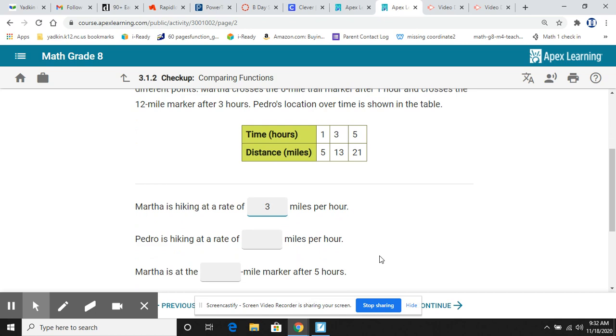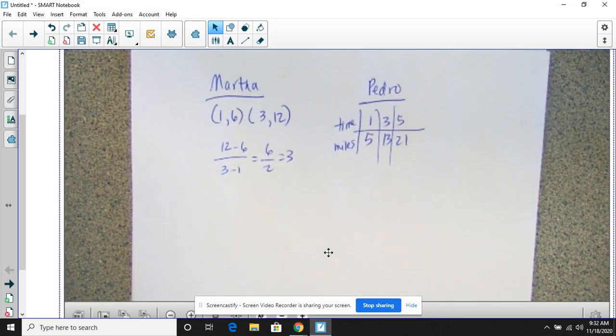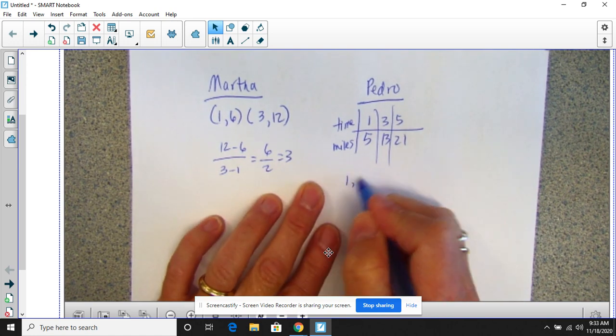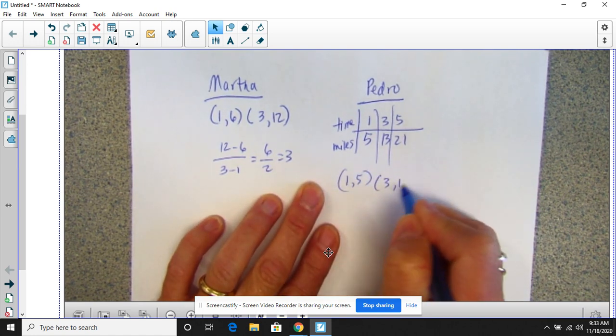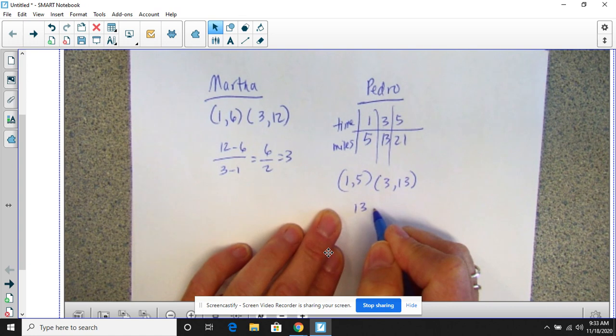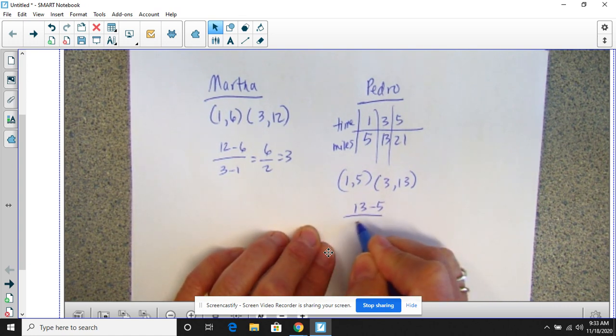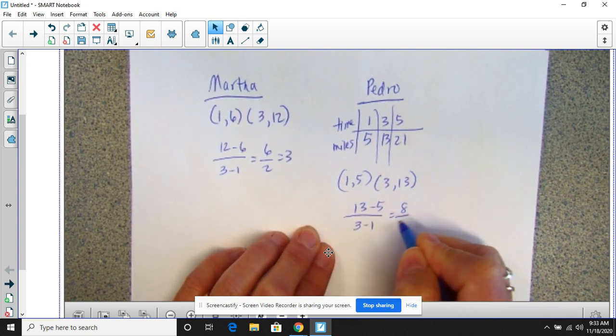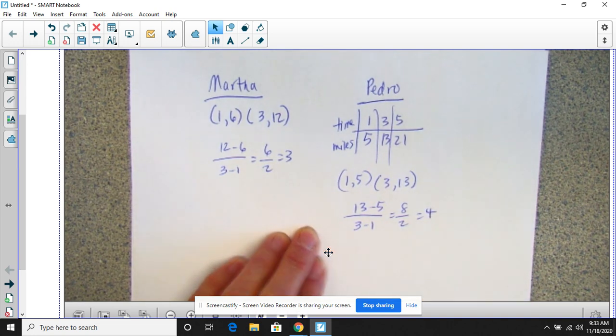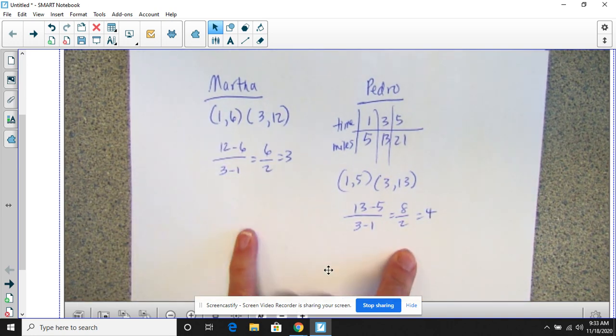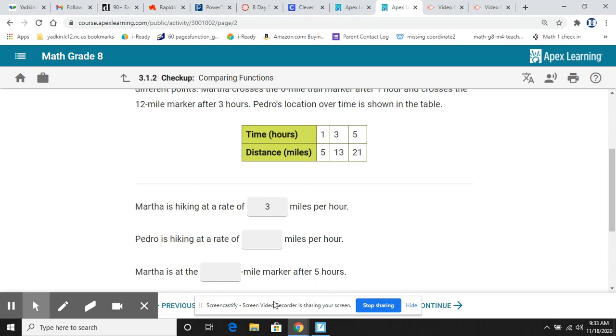Pedro is hiking at a rate of how many miles per hour? So let's go over here. I'm going to pick any 2 points. I'm going to pick 1, 5 and 3, 13 and use the slope formula again. 13 minus 5 over 3 minus 1 is 8 over 2, which is 4. So Martha, 3 miles an hour. Pedro, 4 miles per hour.